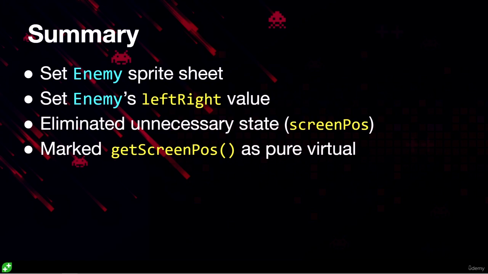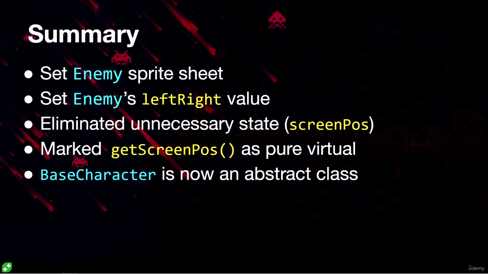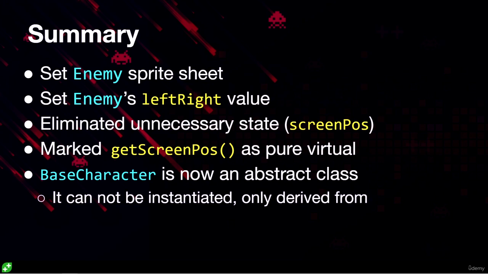And this also now makes base character an abstract class, meaning it cannot be instantiated, we can't create an instance of it, only derived from. And that's exactly what we're using it for, a base class. We're only creating instances of classes derived from it, namely character and enemy.